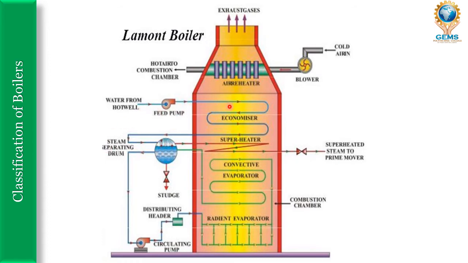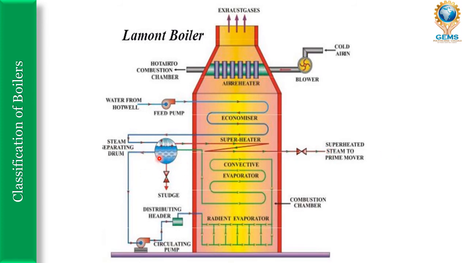Water from the hot well flows to the economizer, and through the economizer it goes to the steam separating drum. In the separating drum, the steam and the water get separated, and the steam enters the superheater tubes, so that the saturated steam becomes superheated steam, and then it goes to the prime mover.